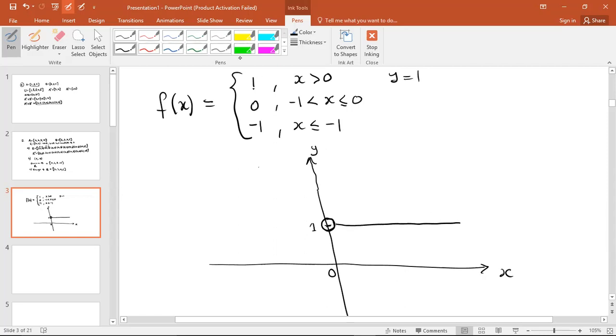Okay, let me just use maybe a different ink. So it will be from here going this side, and it will be open. And this is y is equal to 1, the first one. x greater than 0, so we know it's going this side, positive. Then we come here between 0 and -1, it is 0. So starting from here, but take note, there is an equal to on 0. So it will be a shaded point here.